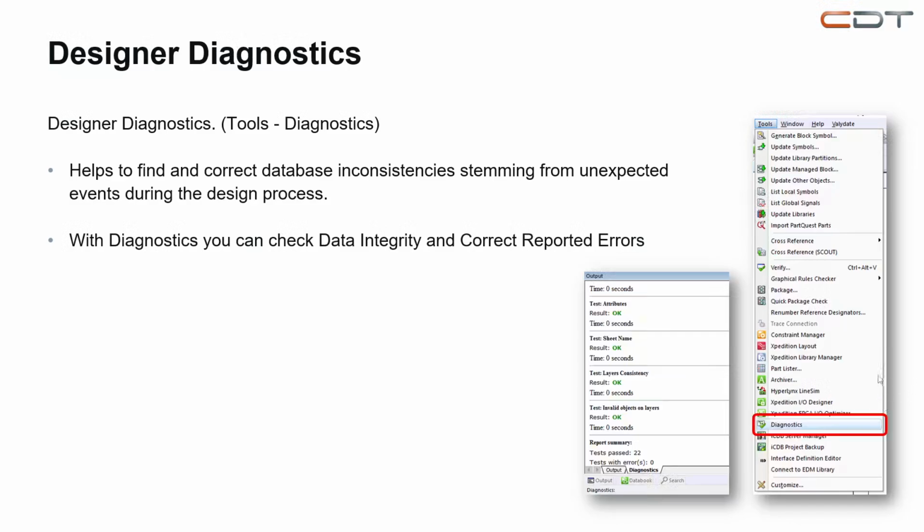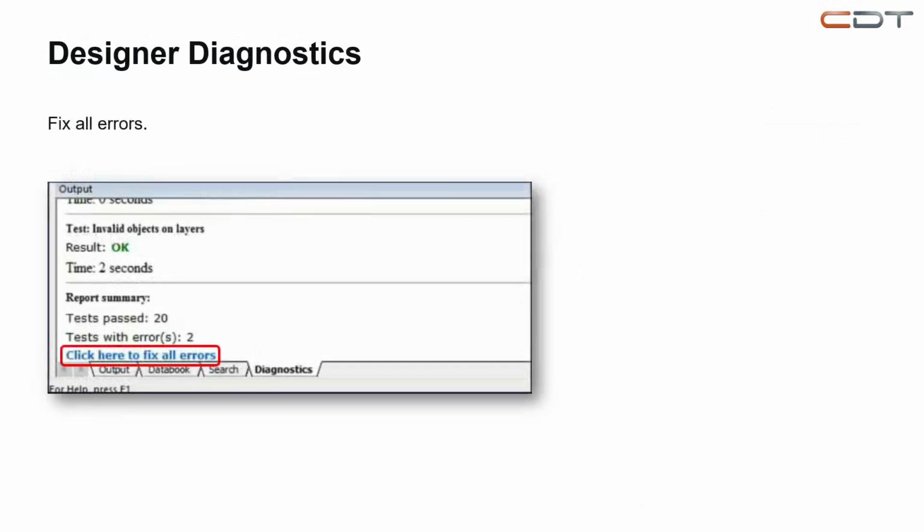So the first tool is Designer Diagnostics. You can reach this tool from the Tools Diagnostics menu. And this basically helps to find and correct database inconsistencies stemming from unexpected events, as I told you previously. These diagnostics will check data integrity and correct reported errors. The report will be shown in the output window, output section in Diagnostics tab. And basically it will show you how many tests passed, how many errors you have, and in the very bottom there will be a button, click here to fix all errors.